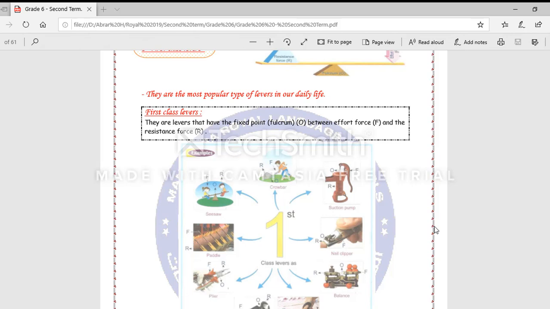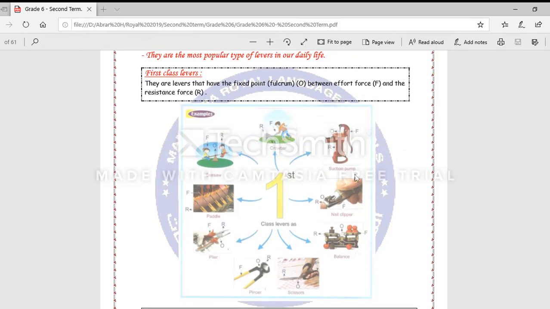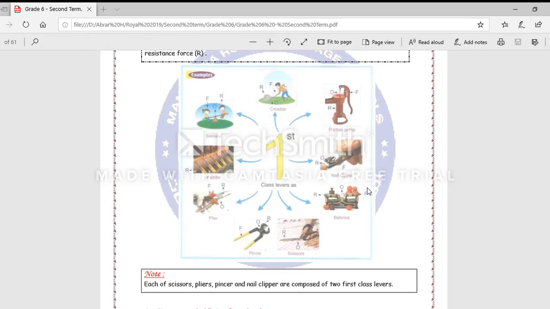And by the way, they are the most popular type of levers in our daily life. Like what? I have here like the seesaw, the crowbar, suction pump or water pump, nail clipper, the balance, the scissors, the pencil, the plier, the paddle, hammer claw. All of these levers are first class levers. And why did I say that they are first class levers? Because the fulcrum is between resistance and effort.